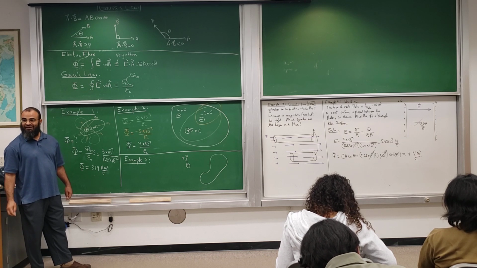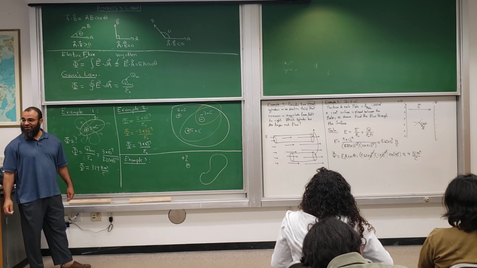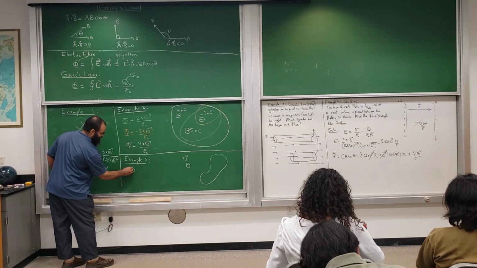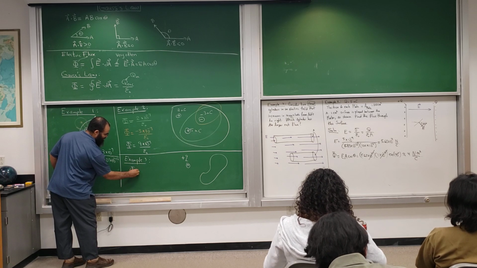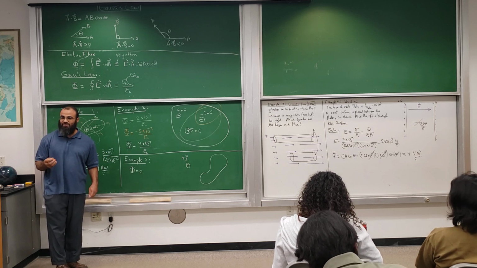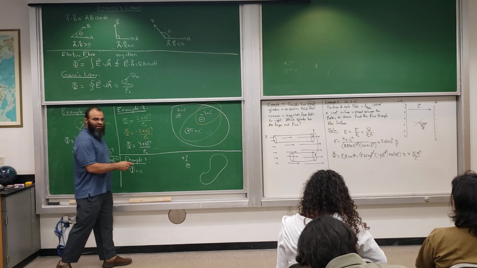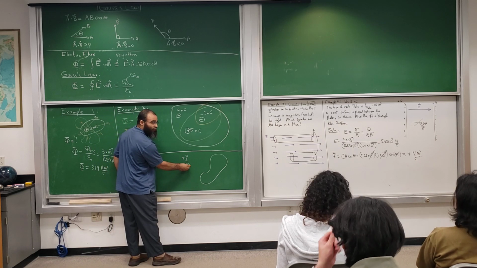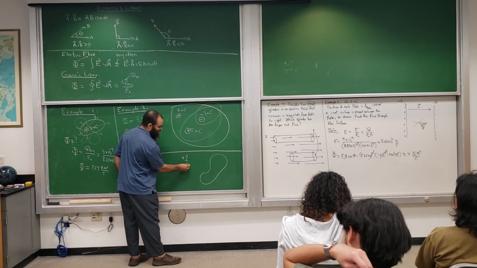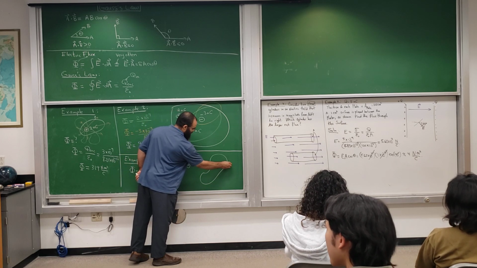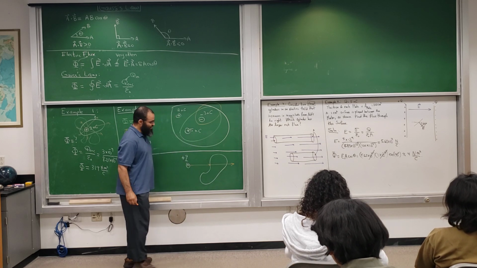How much charge is enclosed? None, so zero. So the flux is zero. Here's the conceptual reason. Look at the electric field lines due to this positive charge. Let's draw a few of the lines. Here's one line. It will enter, and then it will exit, right?